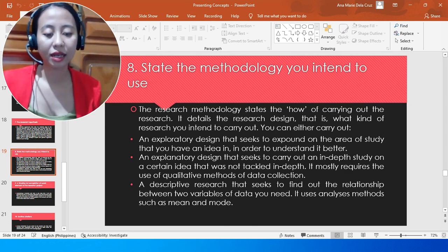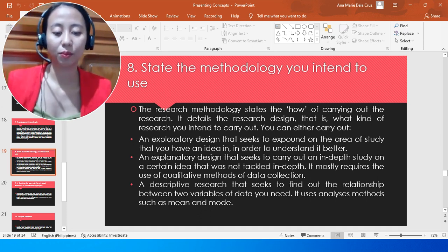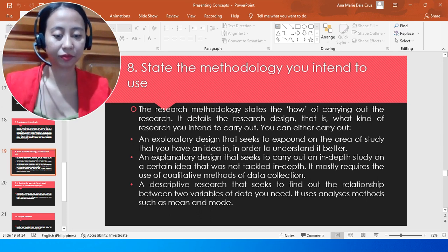And lastly, a descriptive research that seeks to find out the relationship between two variables of data you need. It uses analysis methods such as mean and mode, that is descriptive.